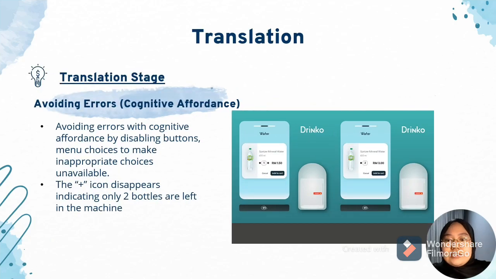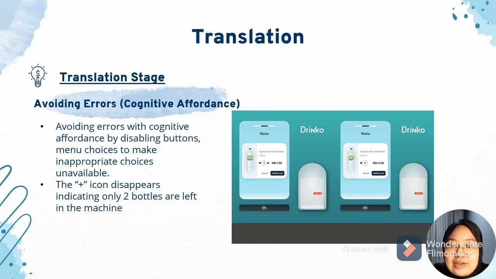The next stage of the UX design guideline is the translation. Translation focuses on how the interaction design supports users in determining how to do action on an object. So a UX design guideline that we have applied is avoiding errors with cognitive affordance by disabling buttons, many choices to make inappropriate choices unavailable.